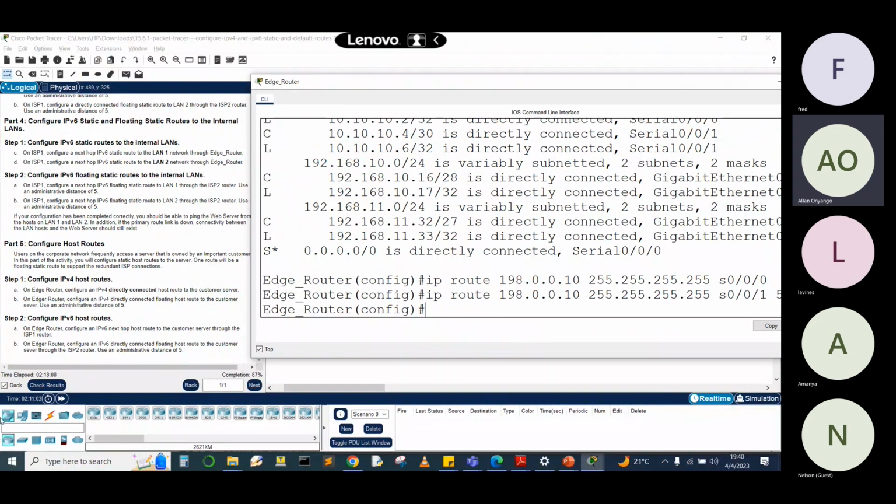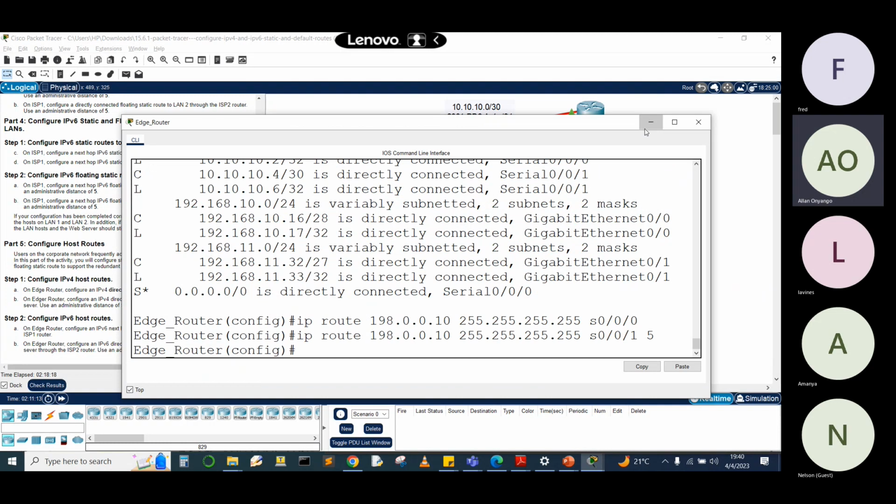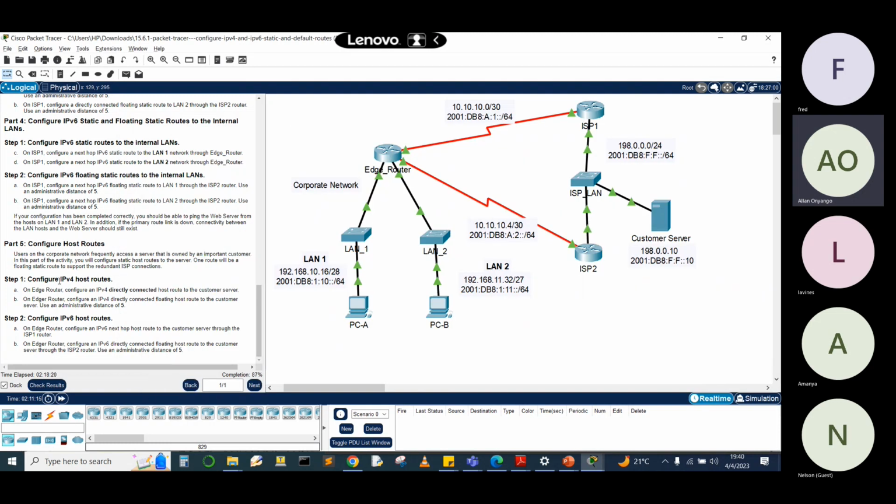All right, we are on the very last instruction, ladies and gentlemen, which says that on the edge router, configure an IPv6 next hop static route. Very important, we need to note that. Configure an IPv6 next hop static route to the customer server through ISP1. So this is the primary IPv6 route through ISP1. That information we were not given in step 1, but we have used intuition to get it. Here we are told through ISP1.